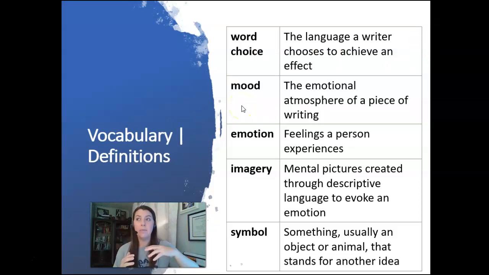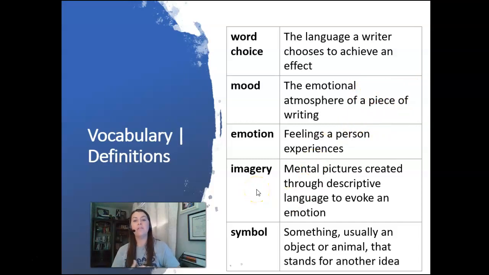Mood, when we're talking about mood in literature, is the emotional atmosphere of the piece of writing. It's kind of how it makes us feel as a reader. Emotion is just the feelings that the person experiences, whether it's a character in the story or the reader of the story. What are the emotions that we see and that we feel throughout this piece of literature?